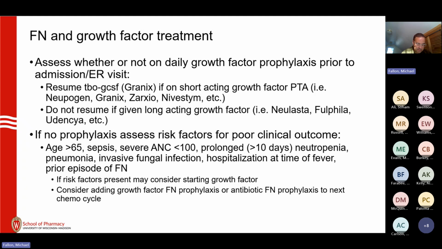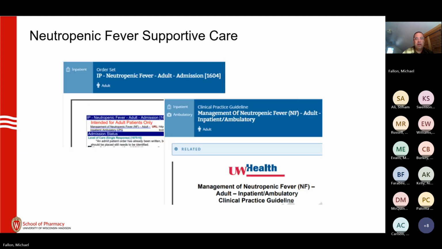And then after this admission, we would look at antibiotics and growth factor support for the next cycle of therapy and beyond. So this is spelled out in both the clinical practice guideline and a neutropenic fever admission order set. If you're interested in saving that, it's 1604. Oftentimes it's nice to have these as favorites to reference. I find that nowadays in HealthLink to be the easiest way to look at these things.